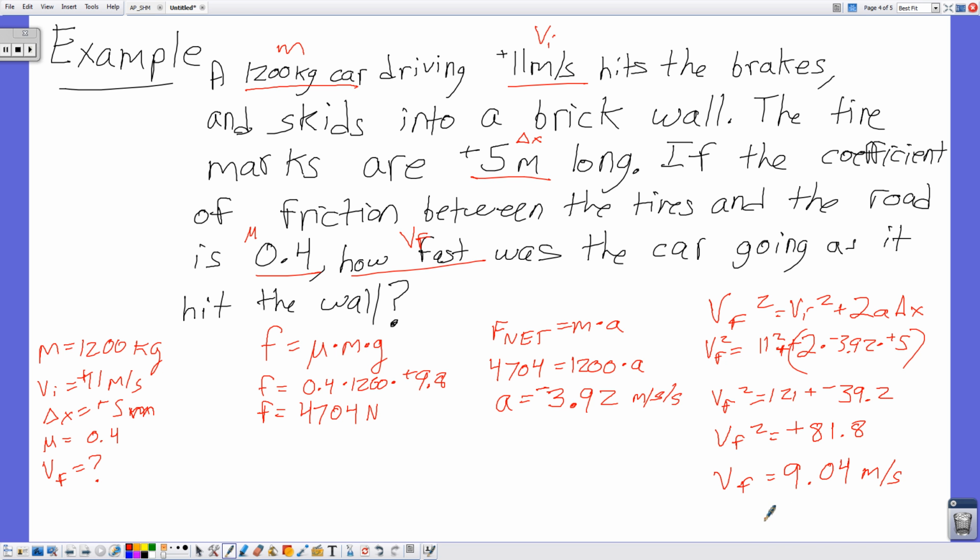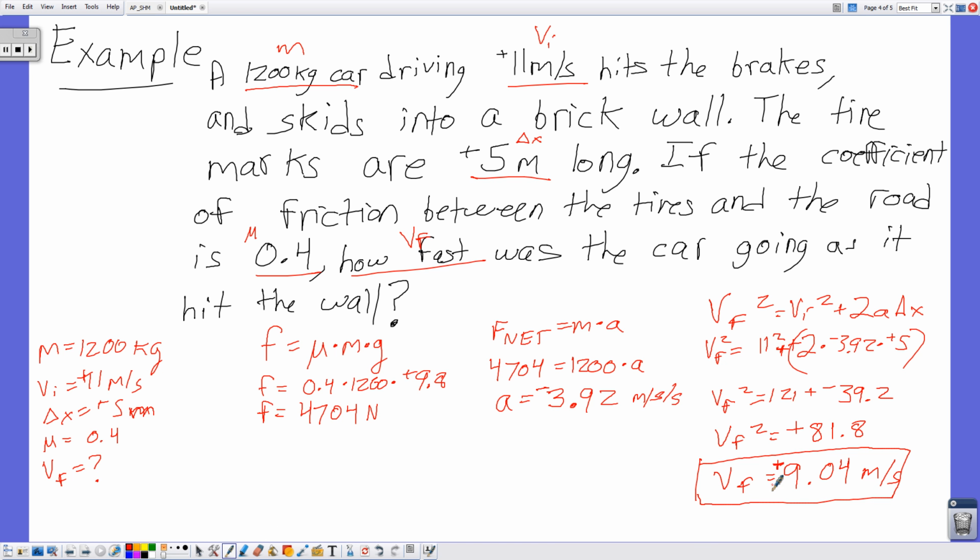Is my velocity positive or negative? Well, I was going in the positive direction. Then I hit the brakes, so I'm still going in the positive direction. I have not stopped and turned around. Since I have not stopped and turned around, I am still going forward. Alright, there we go. Answer.